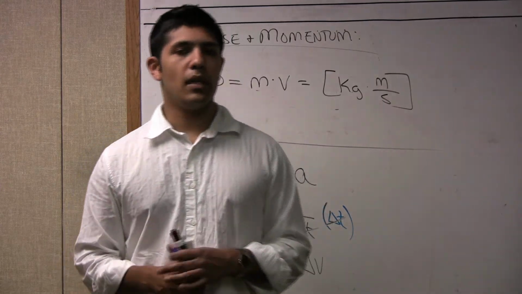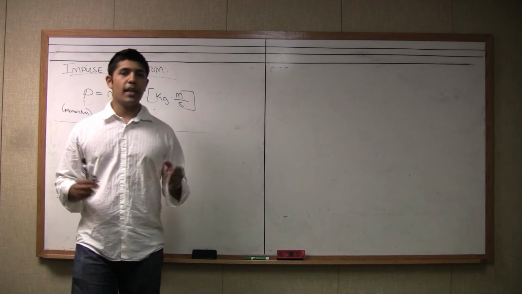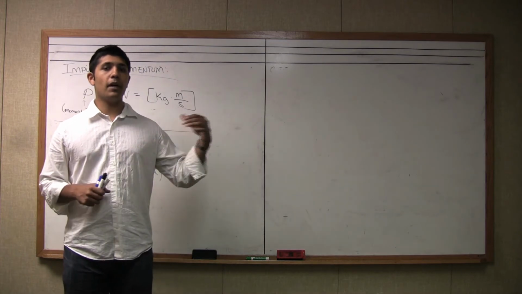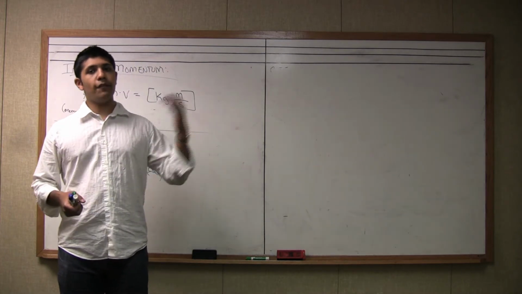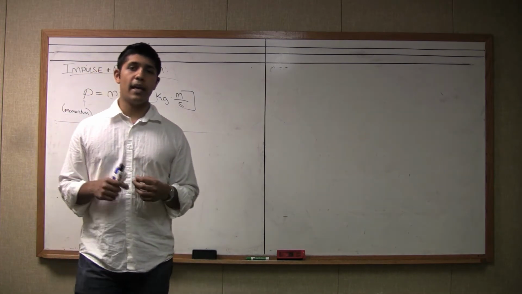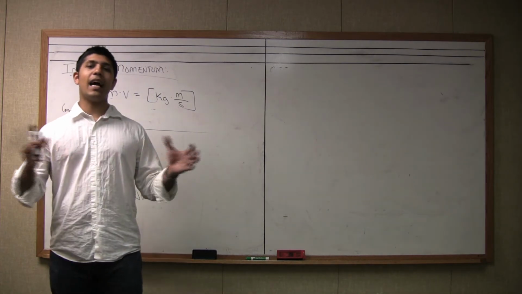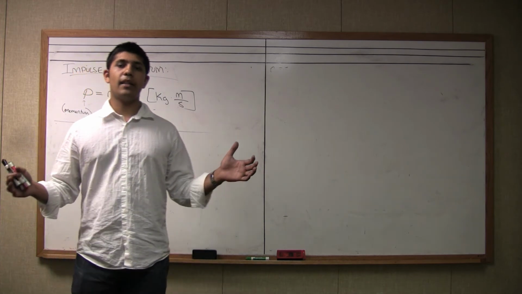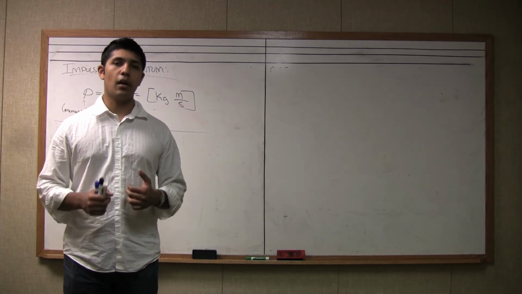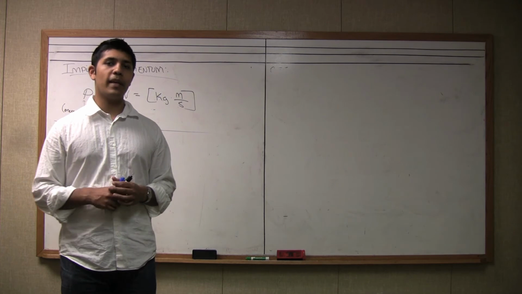So in sports we want to increase the impulse, therefore we want to increase the change in momentum, but on the flip side, when we're thinking about a car accident and airbags, we want to try to increase the time of the collision so that the force is going to be lower. Hope this makes sense.